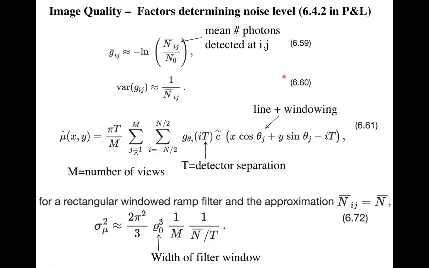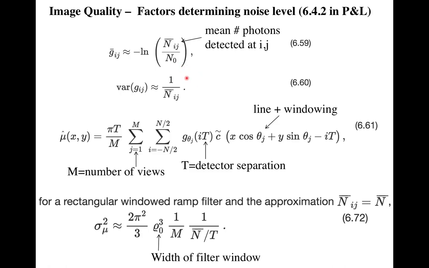So we can write down, this is out of Prince and Links, and you can read this whole sequence in the book, starting I guess around here, about equation 6.59. So the mean of our projections, the g(l, theta), we quantify them with g_ij here. The mean of those goes as, this is our formula for g(l, theta), the mean of the number of photons detected, right? They just go up together. Right? The variance goes 1 over this, right, through that Poisson relationship.